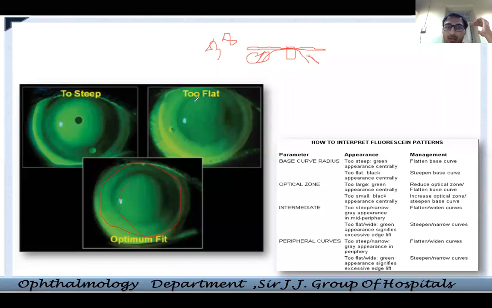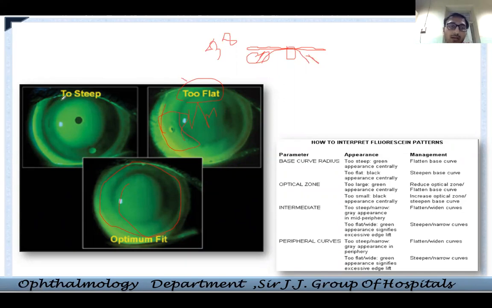So what do you get? Here in the center you get a black part. Why? Because the contact lens is touching the cornea, it is not allowing fluorescein to diffuse there. And in the periphery you get this large rim. You see that in the periphery there is large green. To oversimplify it, a large green periphery means too flat.